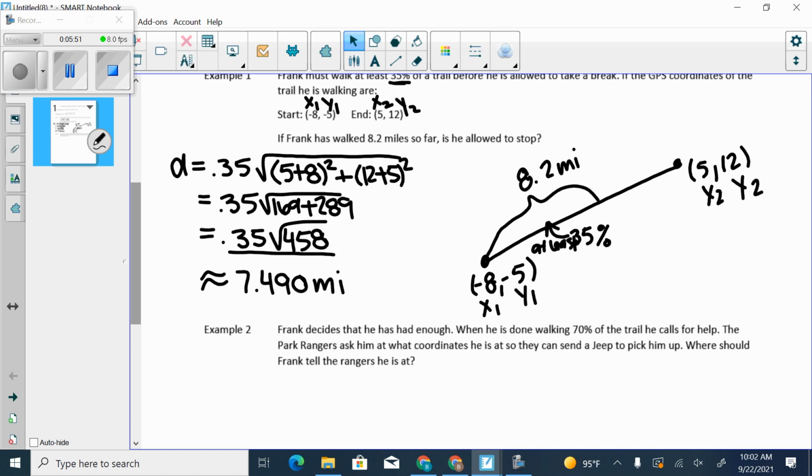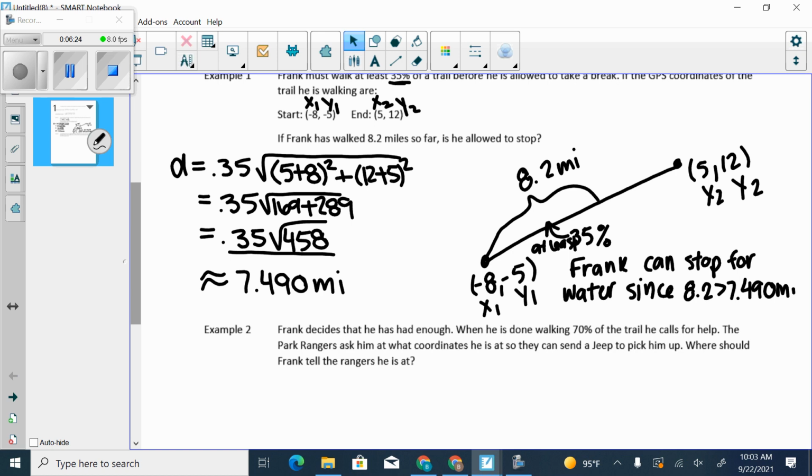So, can he stop for water? Yes. So, Frank can stop for water, since 8.2 miles is further or greater than the 7.490 miles that he had to go.